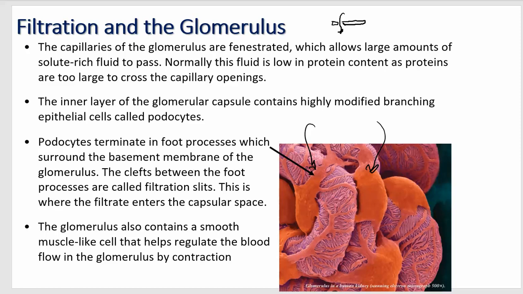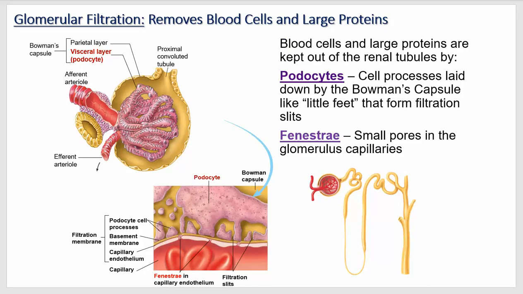So the glomerulus also contains a smooth muscle-like cell that helps regulate blood flow in the glomerulus by contraction. So it helps to squeeze some of that out.